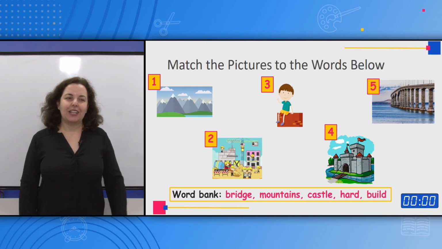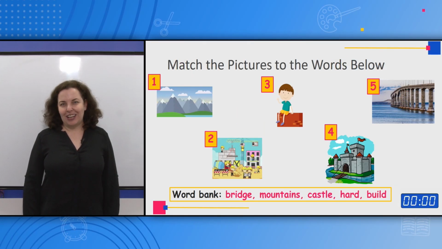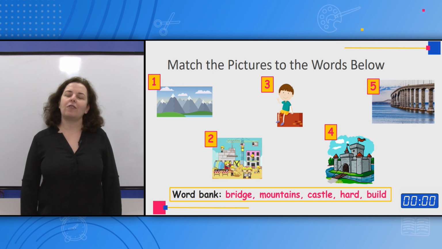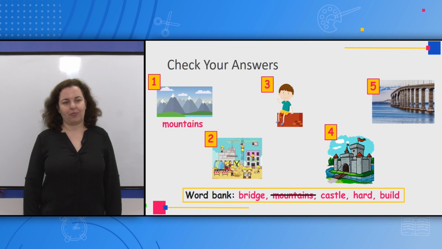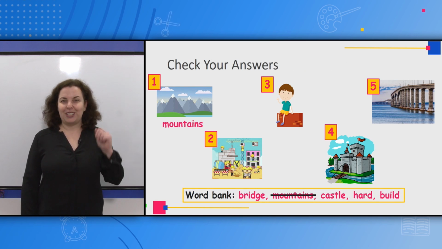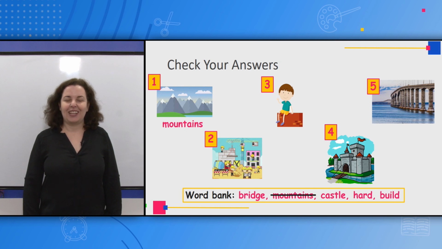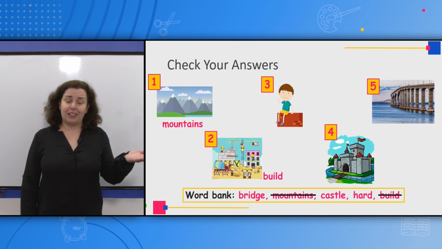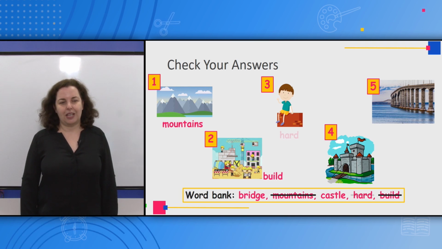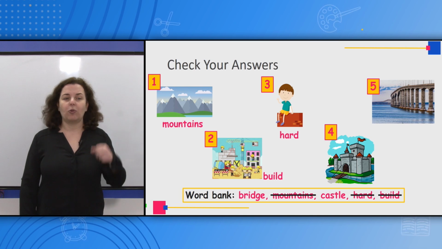Welcome back. Did you do this exercise? I hope you did, and I'm very curious to know what you wrote. Let's go over the answers. Number 1. Oh, mountains, you're right. How about number 2? What did you write? Build. You see the builders? They're building a building. Number 3, what did you write?